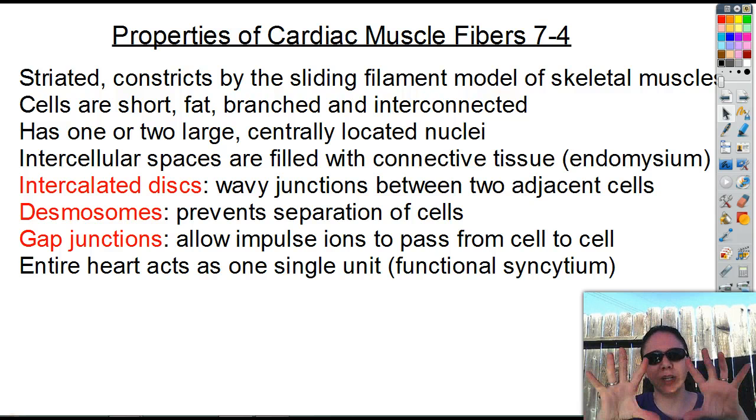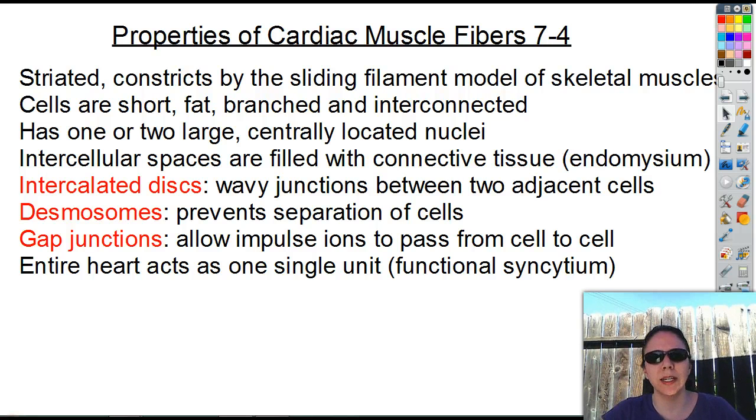They're branched. Instead of having just one blunt end, they can branch a whole bunch of times. And they are interconnected, so they're all linked together. They have usually 1 or 2 very large, centrally located nuclei. Their intercellular spaces, that would be the spaces between the cells, are filled with connective tissue, which is called endomysium.